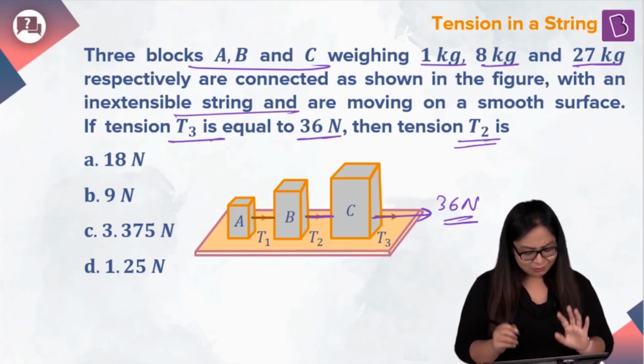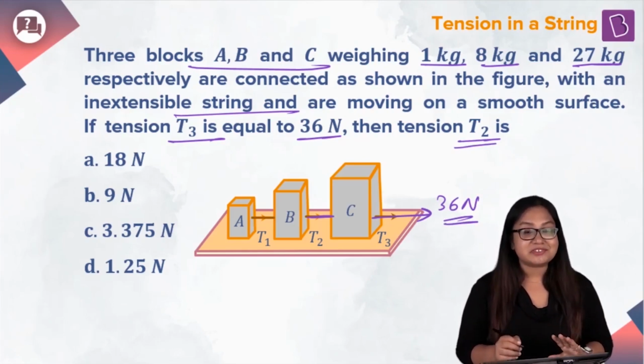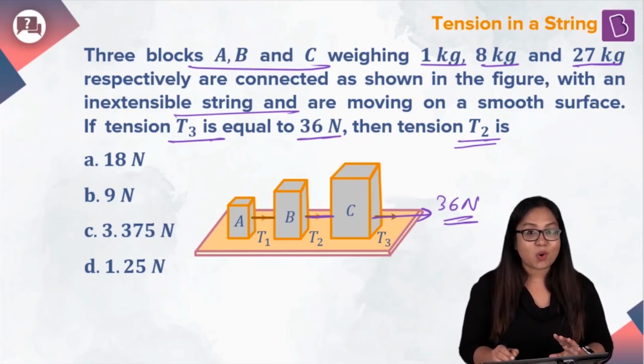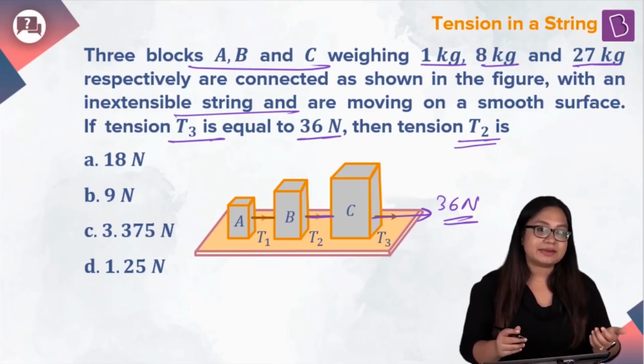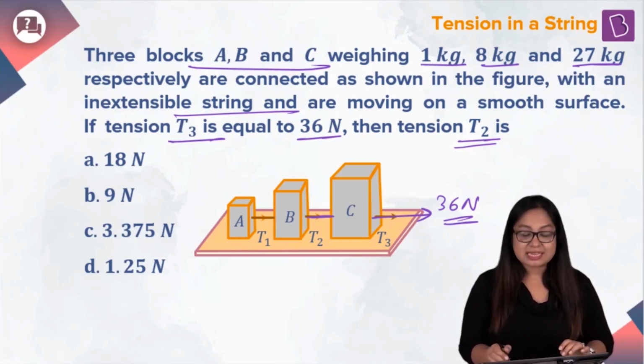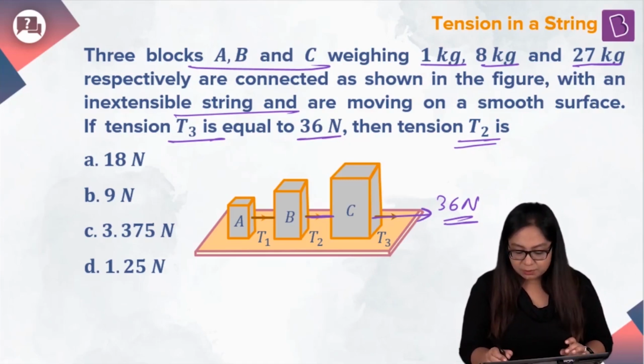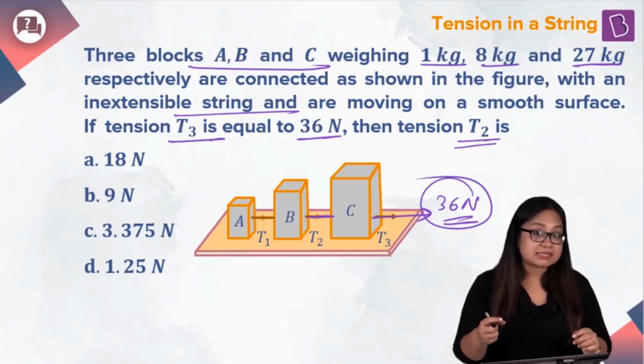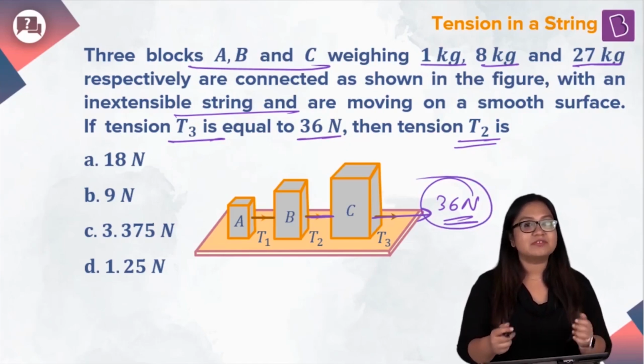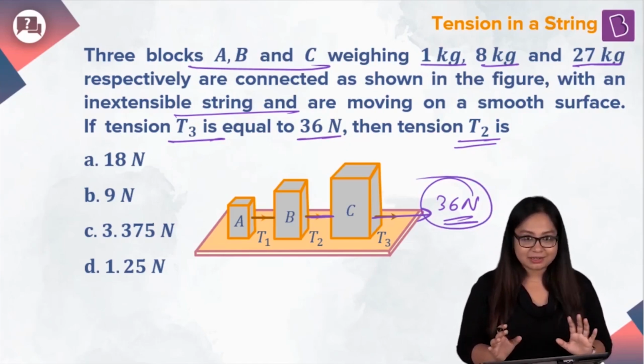Alright. First things first, if we look at the whole thing, since A, B, C are connected by strings, if C has an acceleration, C is being pulled with 36 Newton. If C has an acceleration, all of them have equal acceleration, right? Because they are connected with these strings.